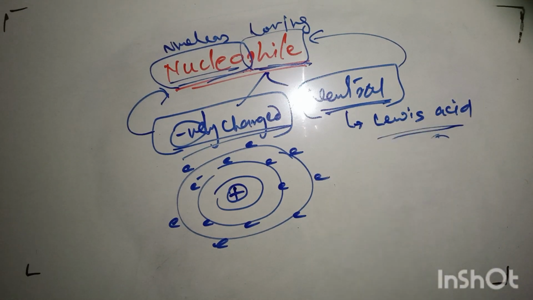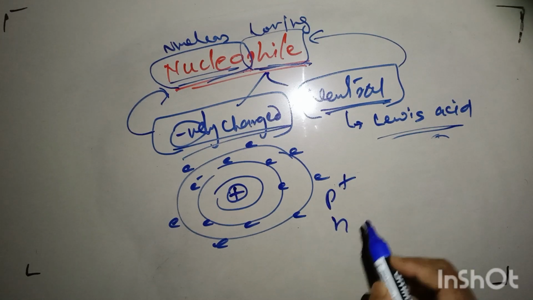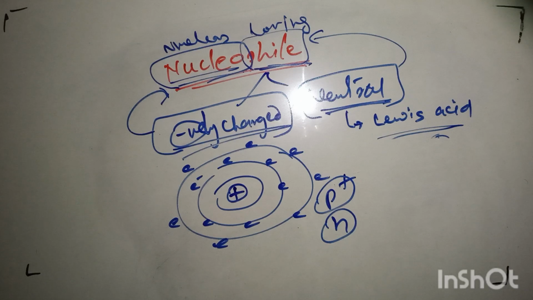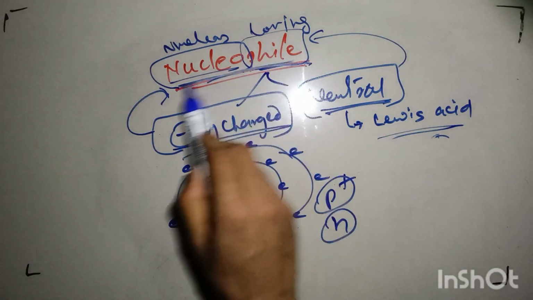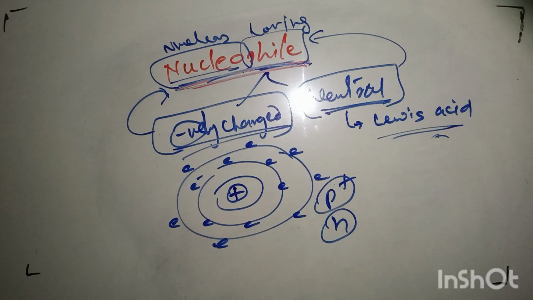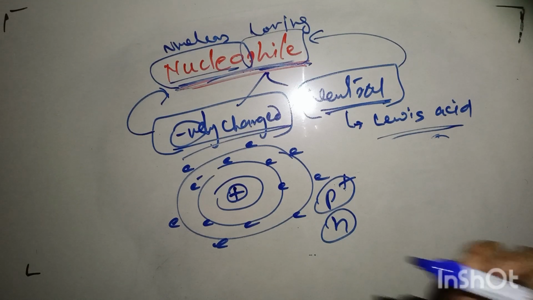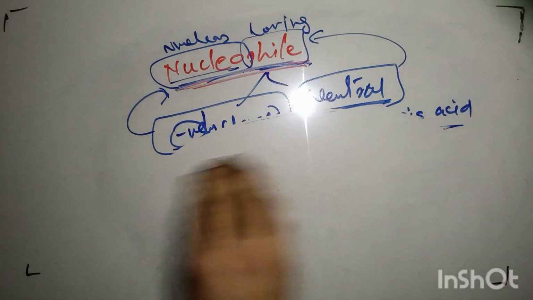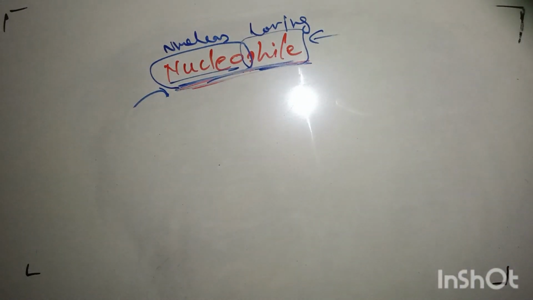What does it mean? It means these reagents which are nucleophiles will love positively charged species. Yes or no? Nucleophile will love to attack the positively charged species. Why do they love positively charged species? Because they already have more electrons, and they will try to donate the electrons to the electron deficient species. So nucleophiles are of two types.